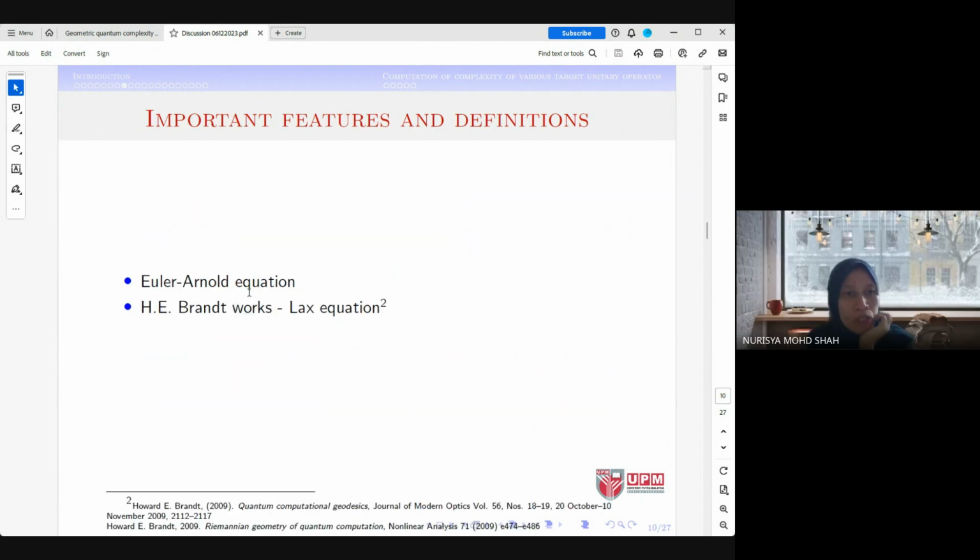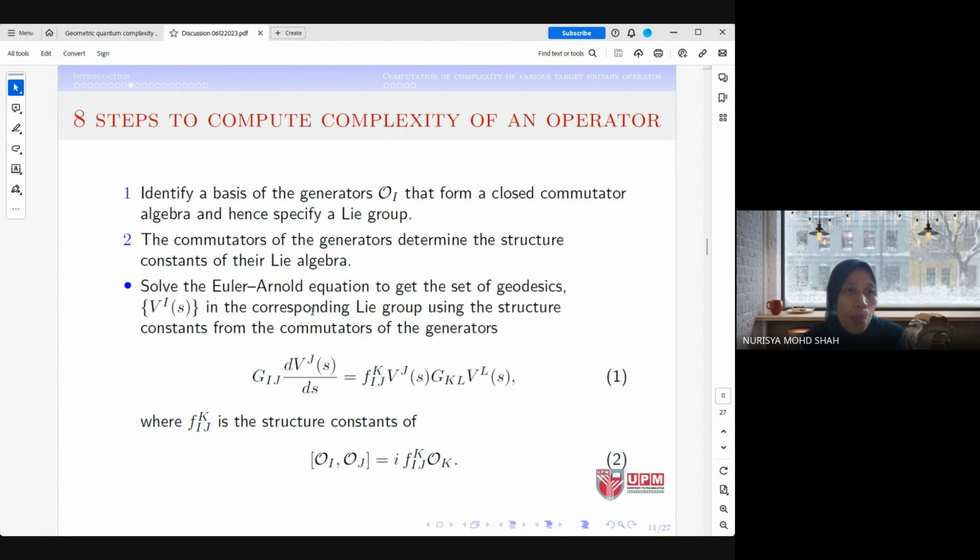So there are two parts over here. We're going to look at the Euler-Arnold equations. This also reminds me of H.E. Brun's previous works on what they call Lax equations. So in general, from this paper, we can say that we have 8 steps to compute the complexity of an operator.